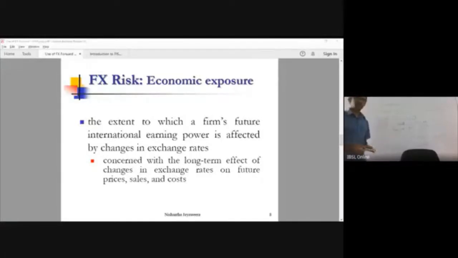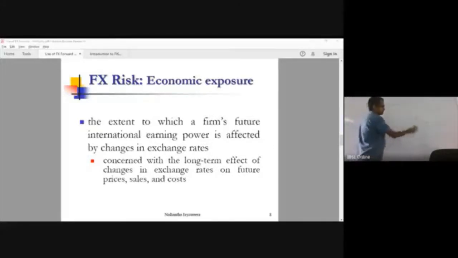That is economic exposure. But the same thing can happen to a Sri Lankan firm or an individual who does not have any exposure to a foreign party. There may be parties, manufacturers or service providers, that are completely local. They have a presence only in the domestic market. They don't import anything, they don't export anything. But still, they may face economic exposure.